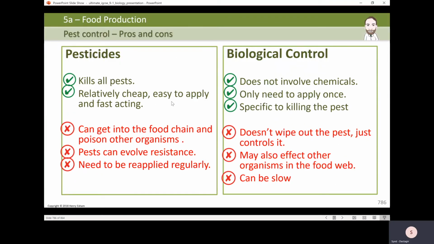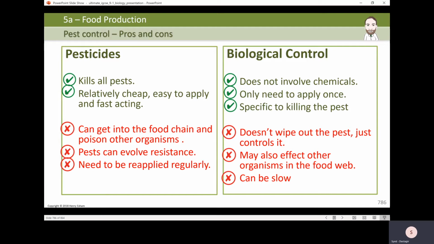Okay, so here are some advantages and disadvantages that you definitely should learn, because they normally give these type of questions. I believe this is a paper 2 topic. So pesticides, they kill all pests, they're quite cheap and they're easy to apply. So these, we're talking about the chemical ones. However, the disadvantages, they can get into the food chain, poison other organisms, they can evolve and become resistant. They need to be reapplied regularly.